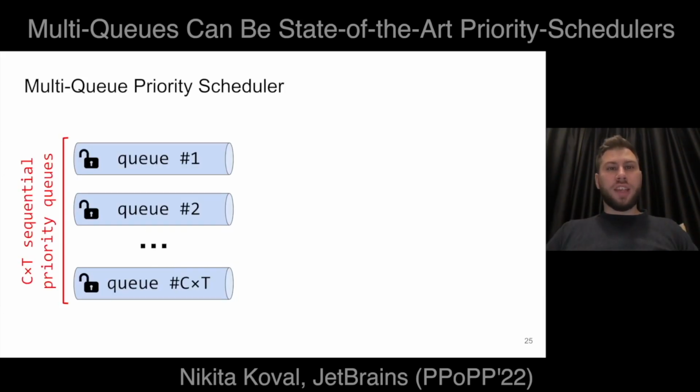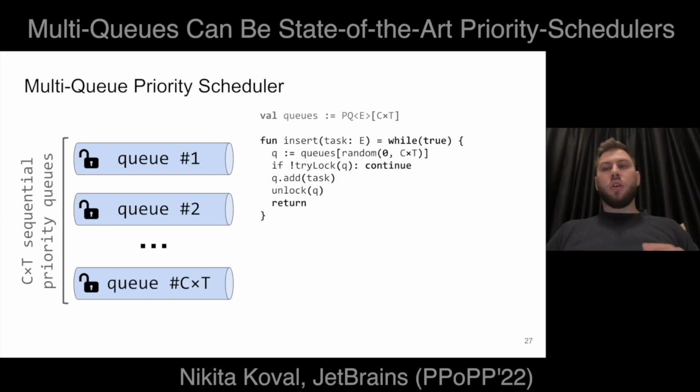There is one more intriguing design, the multi-queue. Essentially, we maintain multiple sequential queues guarded by locks, and when we need to insert a new task, we choose a random queue and try to acquire the corresponding lock. If the lock acquisition fails, we simply restart, and if the lock is successfully acquired, we add the task to this sequential queue. Usually it's a d-ary heap, and after that we unlock the lock and complete.